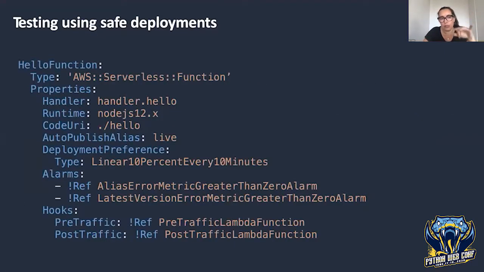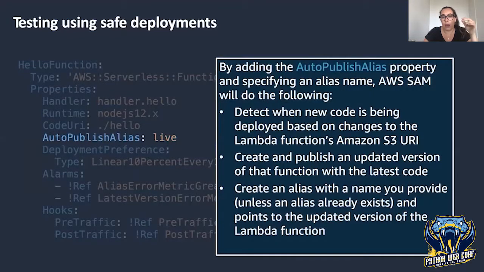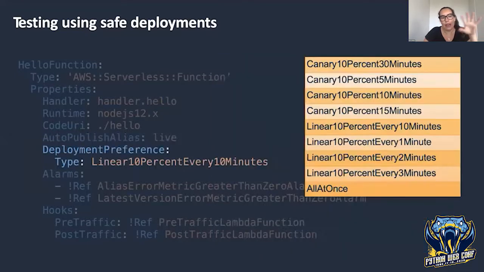So if you want to use safe deployment, it's as easy as adding to your SAM template, first, an auto-publish alias to be able to detect when something changed. So you need to put something, whatever you imagine. I always put live. Then you need to choose what kind of deployment strategy you want.